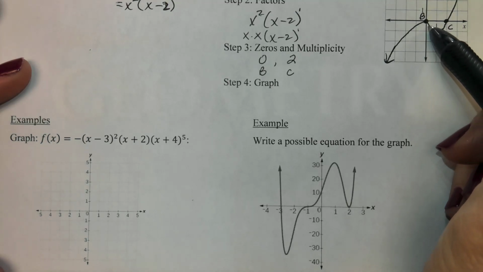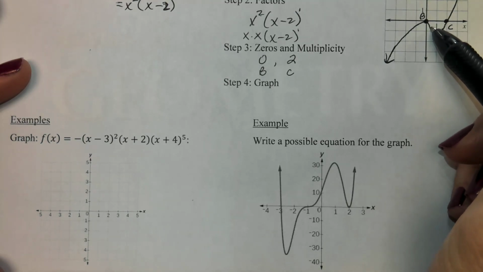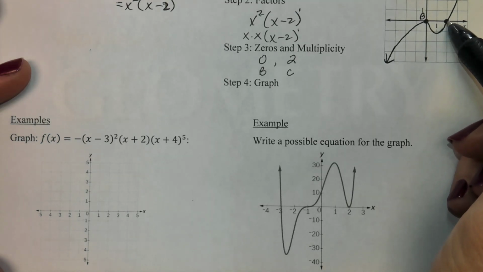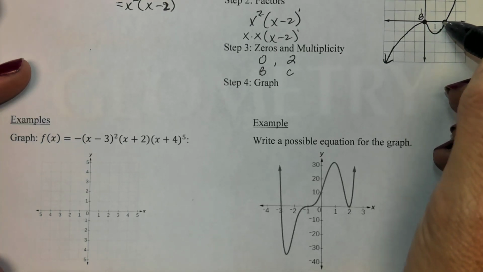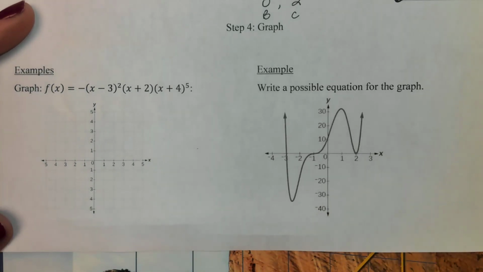Not super concerned with how deep this dip is right here. If yours went lower or went shallower than mine, that's okay. I'm focused on the multiplicity at the zeros and your end behavior, putting all that together.